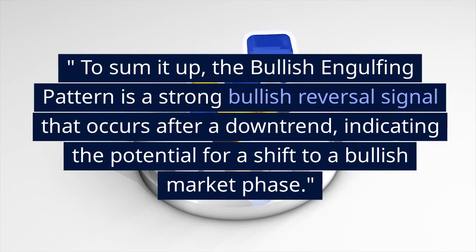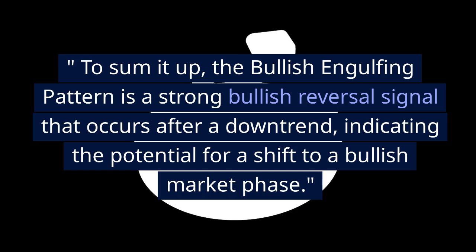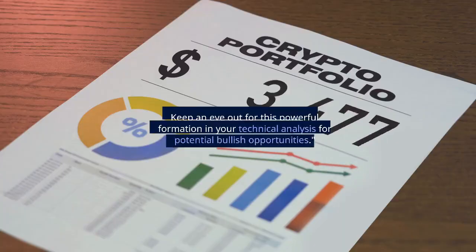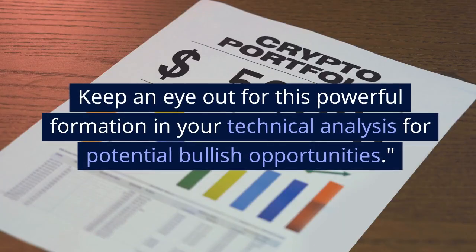To sum it up, the bullish engulfing pattern is a strong bullish reversal signal that occurs after a downtrend, indicating the potential for a shift to a bullish market phase. Keep an eye out for this powerful formation in your technical analysis for potential bullish opportunities.